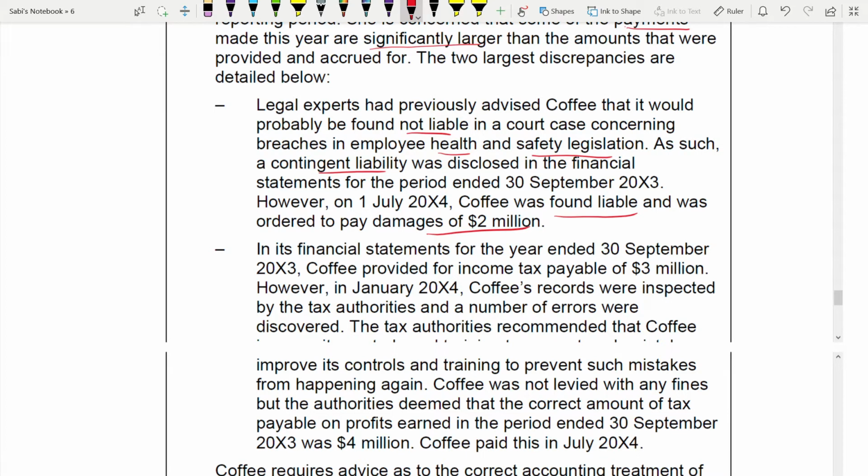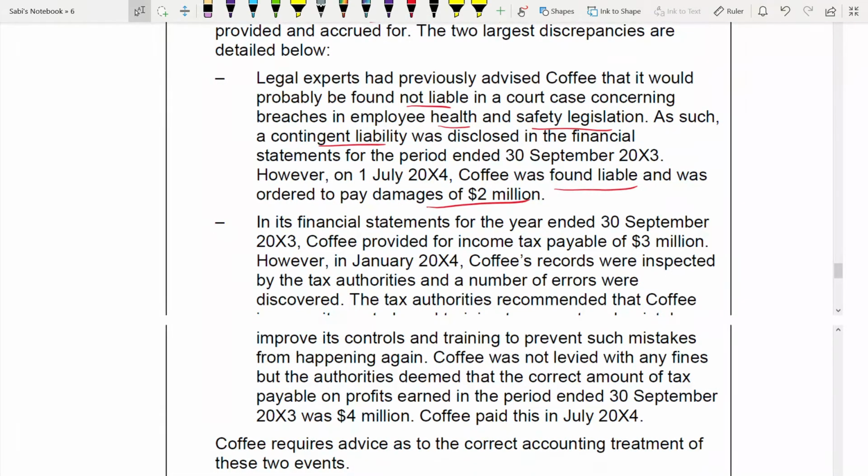Now, the second one: in its financial statements for the year ended 30th September 2003, they provided for income tax payable of 3 million. First one is about contingent liability, you can say more like a provision. Second item is about income tax, so the income tax payable of 3 million. However, in January 2004, their records were inspected by the tax authorities and a number of errors were discovered. Let's see what the errors are.